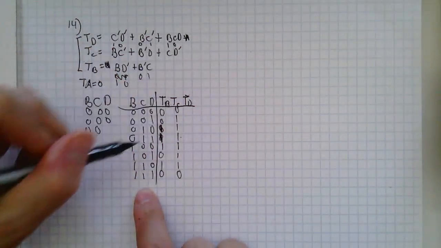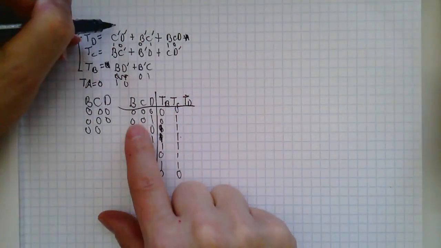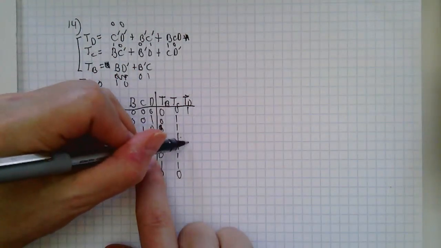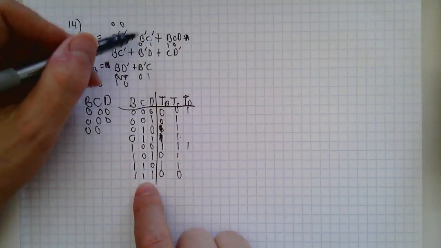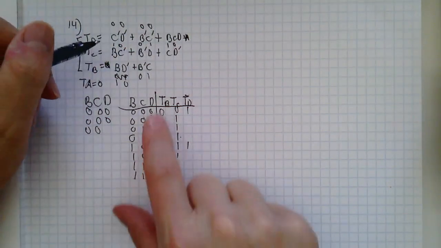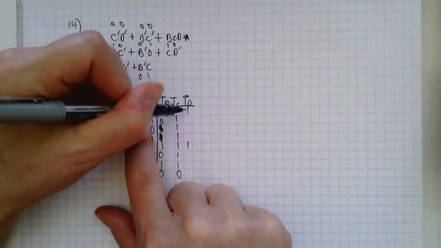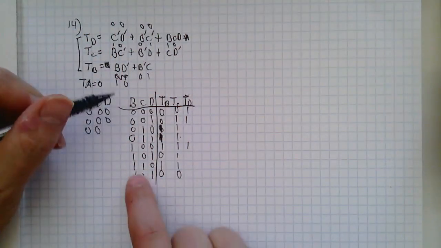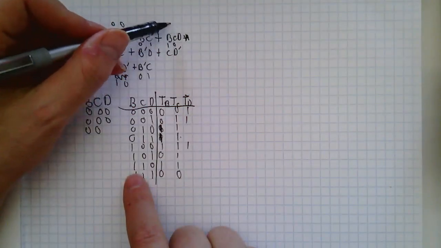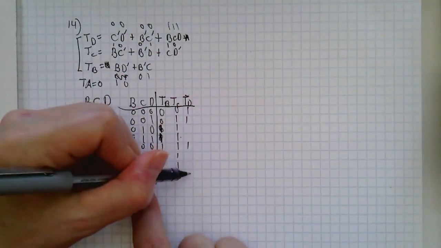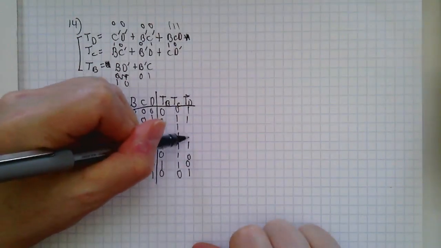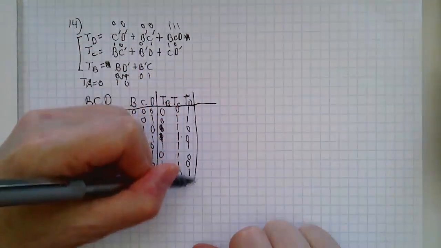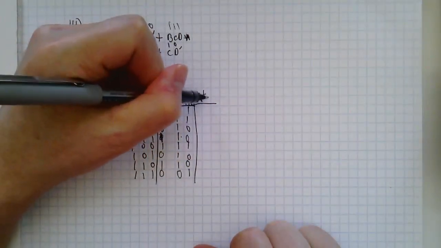Then for D, I need to see the pattern 0, 0 in CD. I see that here, I see it here. Then I need to see the pattern 0, 0 in BC. So that's here, and here. And I need to see 1, 1, 1 for BCD, and I see that here. Everybody else is 0. Now I have my remapped excitation table input, and I am ready for my next state. Oops, I don't need A.